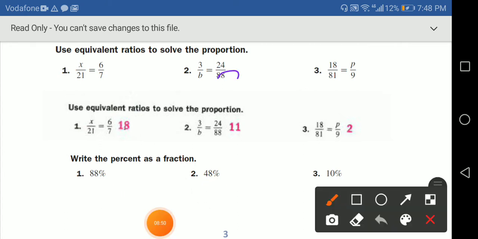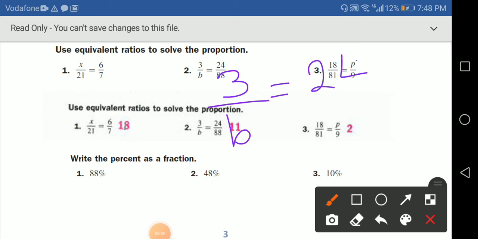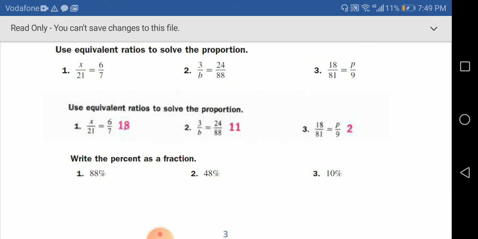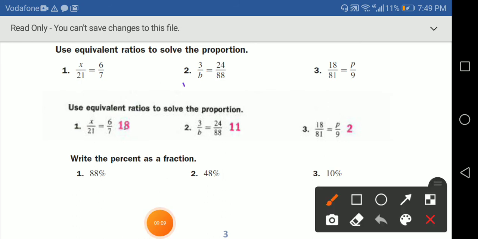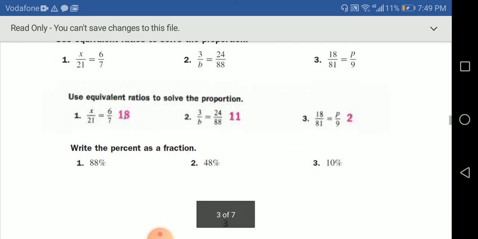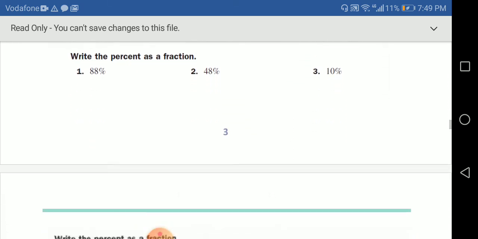What about this one? Let's solve another one to make sure that we understood the point. Here we have 24 over 88 equals 3 over b. How can I solve it? 88 times 3, the same as 24 times b. Easy, guys? Okay. What about here? 18 over 81 equals p over 9. Cross multiplication.